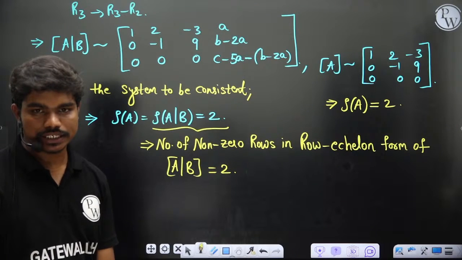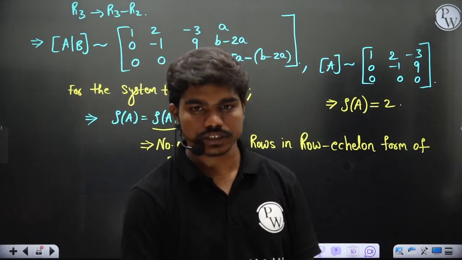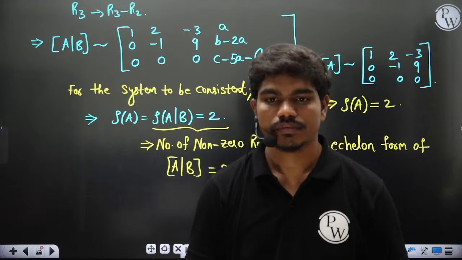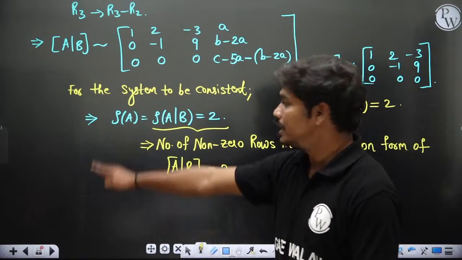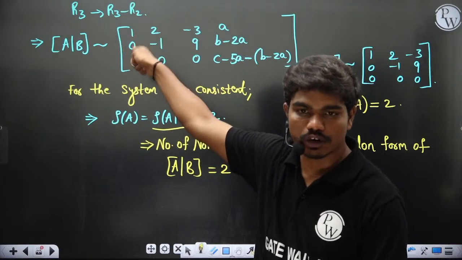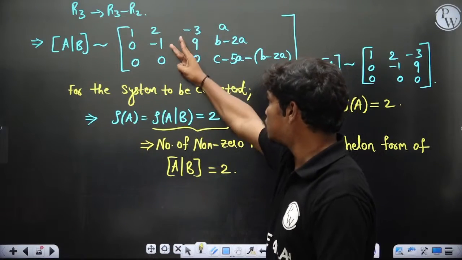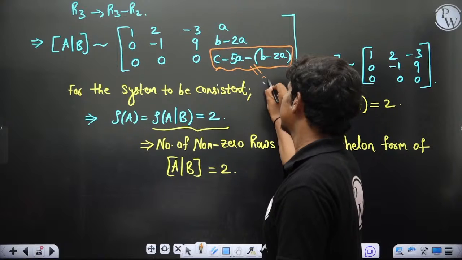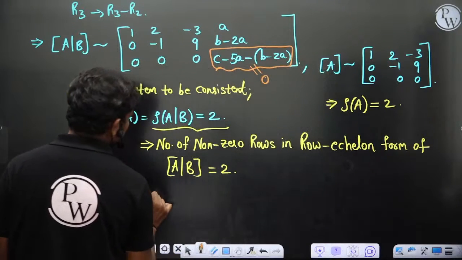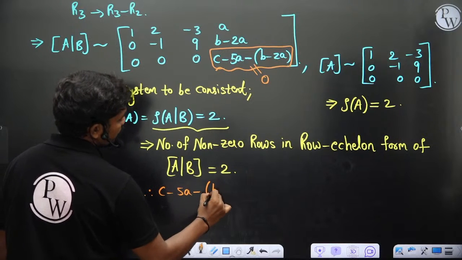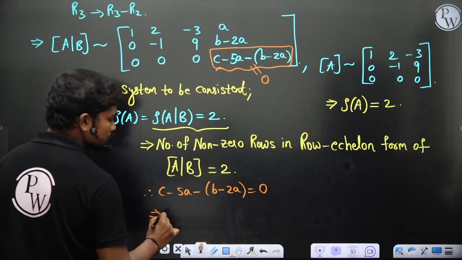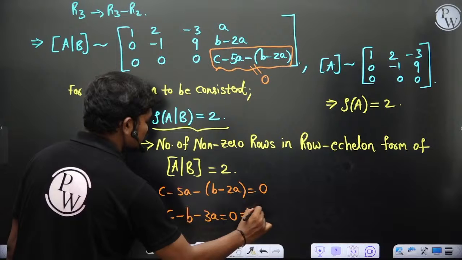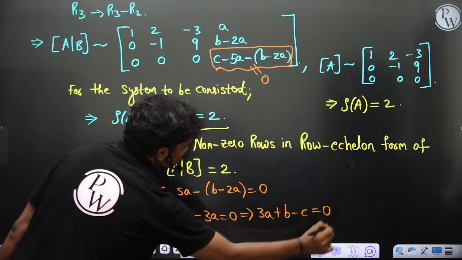Will you all agree with this logic? Yes or no? Correct? If this has to happen, then in this row echelon form I should have only 2 non-zero rows. If I should have only 2 non-zero rows here, then definitely this element has to be 0. Therefore C minus 5A minus (B minus 2A) is equal to 0. This implies C minus B minus 5A plus 2A, so minus 3A, is equal to 0. This tells you 3A plus B minus C is equal to 0.